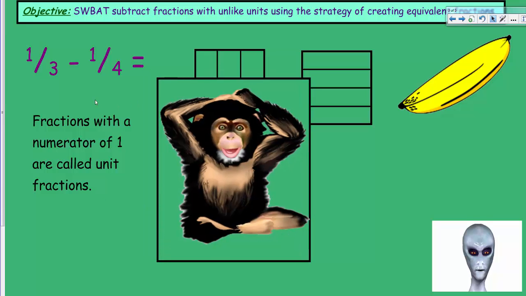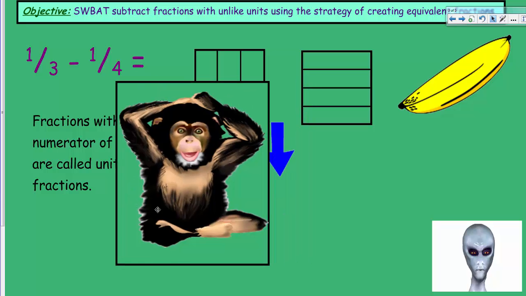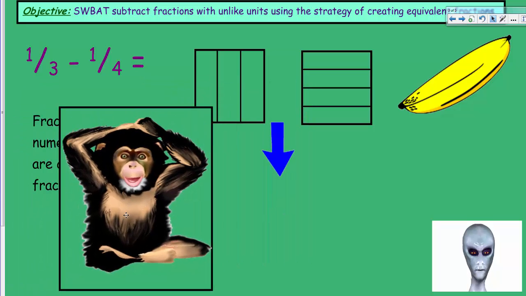It says fractions with a numerator of 1 are called unit fractions. Oh, so these are unit fractions because you have a 1 in the numerator. I see. That's what you're trying to hide. Got it. Okay, I'll let you stay there.